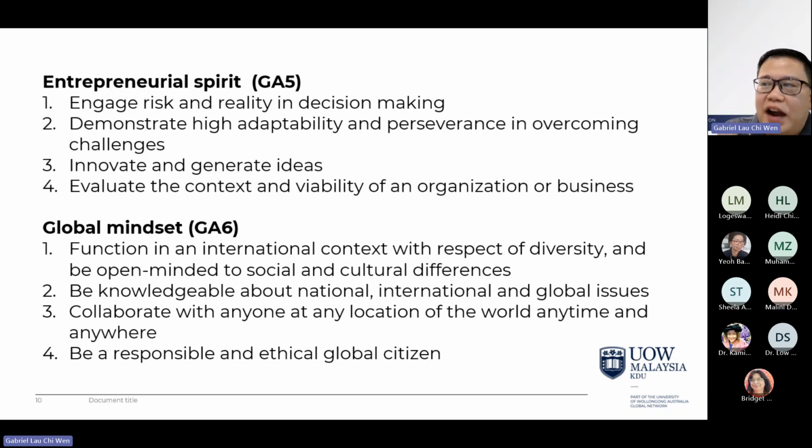Evaluate the context and viability of an organization or business. So that is what entrepreneurship is. Viability is, should we do it or not? Should we invest or not? Should we go and buy that company or not? For example, or should we do this project or not?